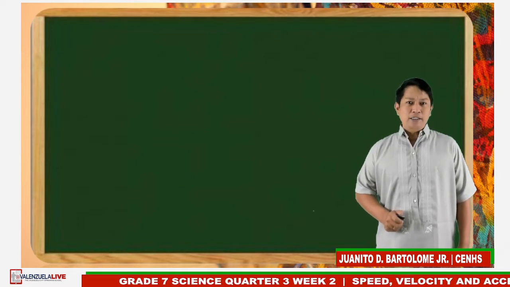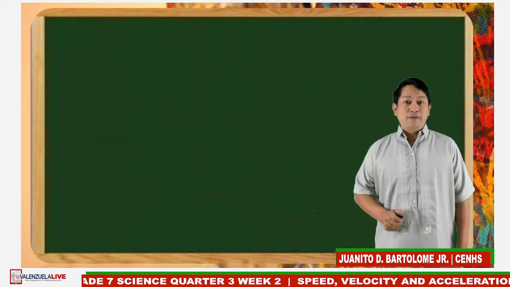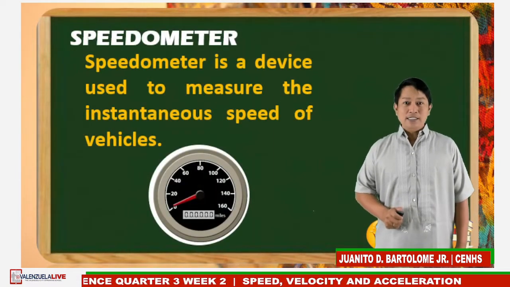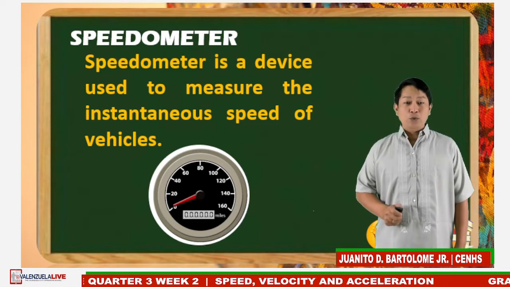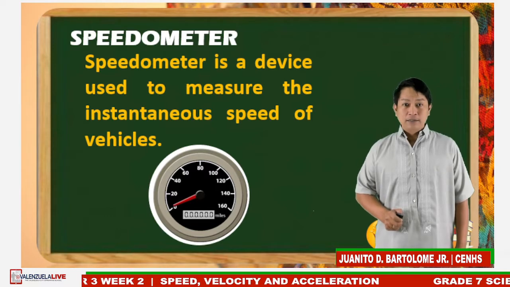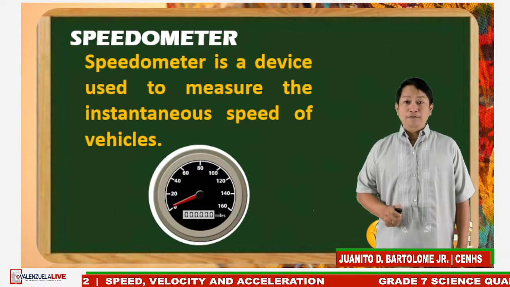Do you know how vehicles measure their speed? In every car, there is a device called speedometer. This device is required for all vehicles with engines. It prevents the drivers from overspeeding. Also, it measures the instantaneous speed of vehicles.